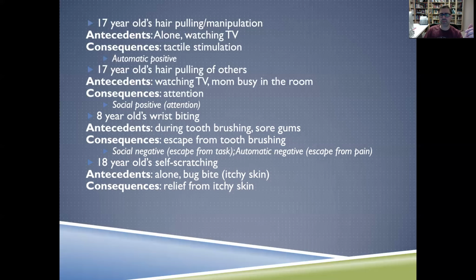Then finally here, self-scratching. Again, you're relieved from the itchy skin. Again, it's impossible to implement extinction here because when you scratch, the itch goes away. If you scratch and the itch doesn't go away, then eventually scratching would stop happening.